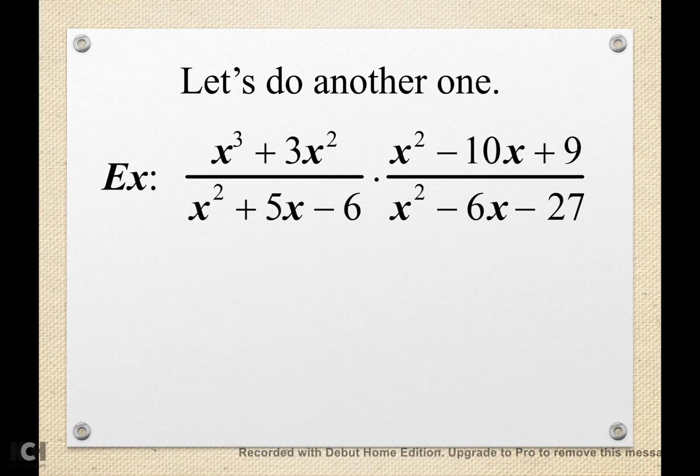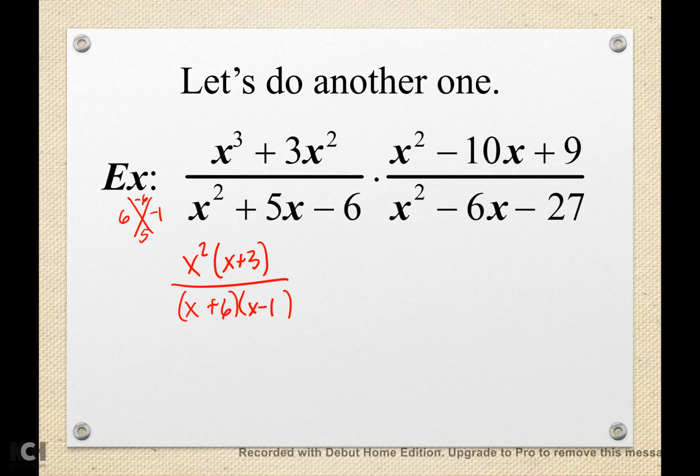The numerator factors out with the GCF of x squared, leaving us with x plus 3. The denominator, if I did the x method, I'm looking for two things to multiply to be negative 6, add to be 5. Negative 6, 5. That's going to be positive 6, negative 1. The leading coefficient is x squared, so that one's easy. X plus 6, x minus 1 times.